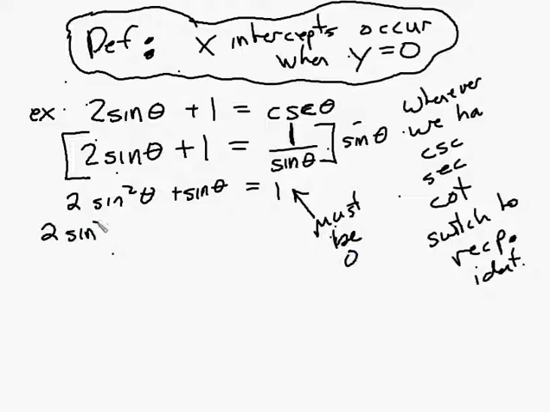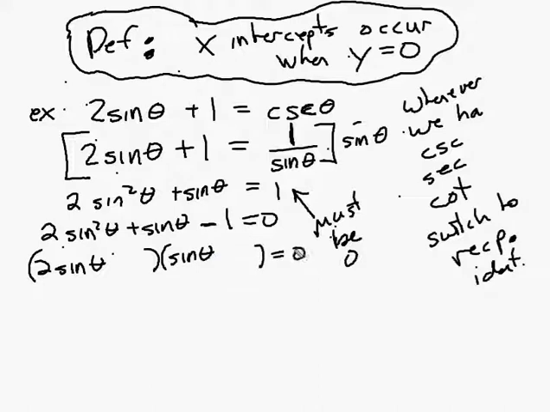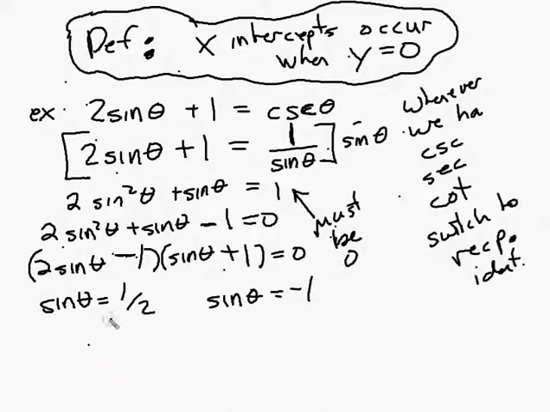So we have 2 sine squared theta plus sine theta minus 1. Now we factor. So we have plus 1 right here, minus 1 right here. So sine equals 1/2, and sine equals -1. We'll inverse sine. I get theta is 30. And right here, that should pop out 270.